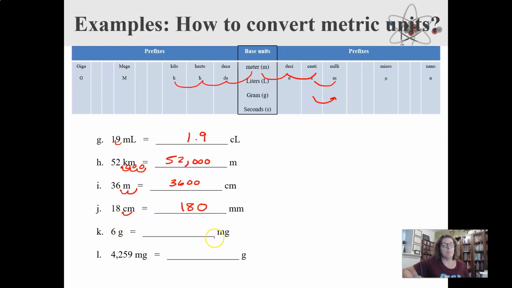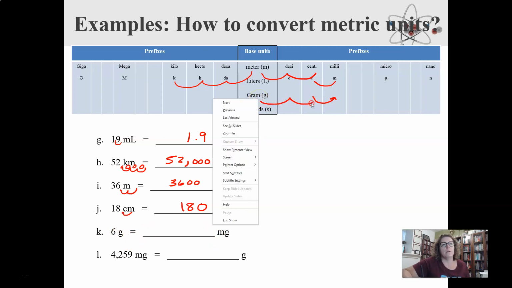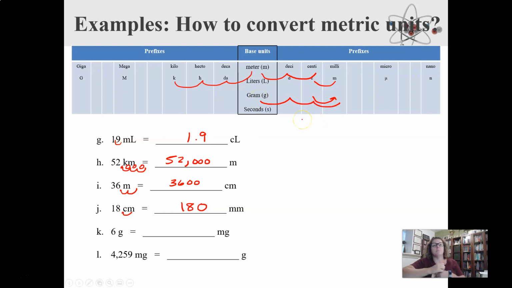6 grams, how many milligrams? So I'm going to start my grams right here, and I'm going to go to milligrams. 1, 2, 3. So I'm going to move that decimal 3 places to the right. I don't have a decimal, so we just started at the end. So my 6 grams becomes 6,000 milligrams. I want the 1 sig fig since I started with 1 sig fig. And if I go the other way, milligrams to grams, 1, 2, and 3. From milligrams to grams, I went 3 places to the left. Start my decimal at the end.